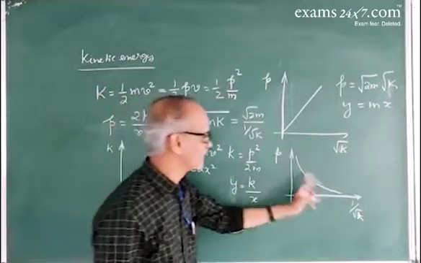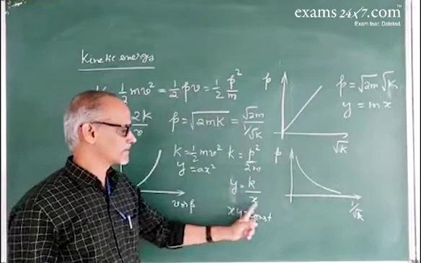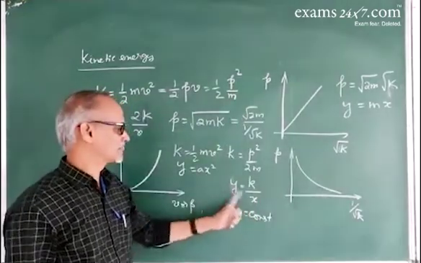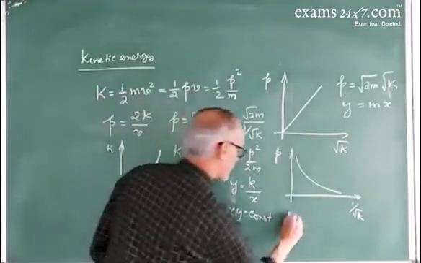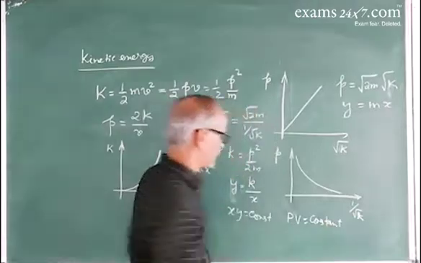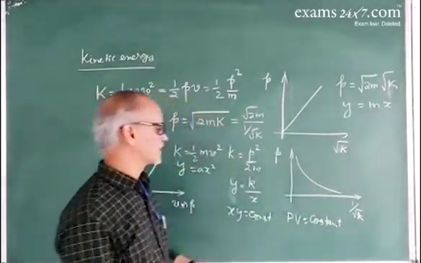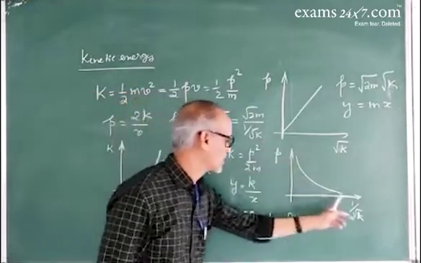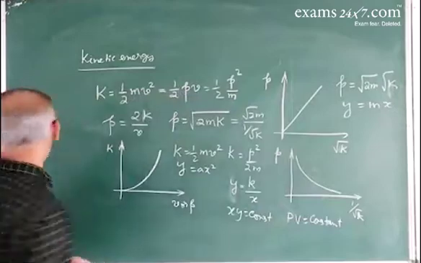So this is P versus 1 by root K, because it's of the format y is inversely proportional to x, or x is inversely proportional to y. We get a similar equation in Boyle's law where PV is equal to constant. So therefore, P versus V is a similar graph. P versus V is a graph which is nonlinear, or it's called the hyperbola.